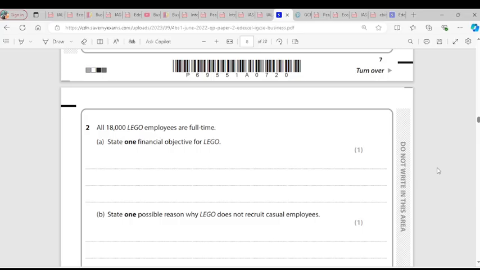Question 2. All 18,000 Lego employees are full-time. State one financial objective for Lego. One financial objective for Lego could be to increase market share. Also, to increase profit margin is a financial objective. Any objective that involves a monetary aspect is a financial objective. So, increasing market share is a financial objective. Is it clear? Yes. Question B.